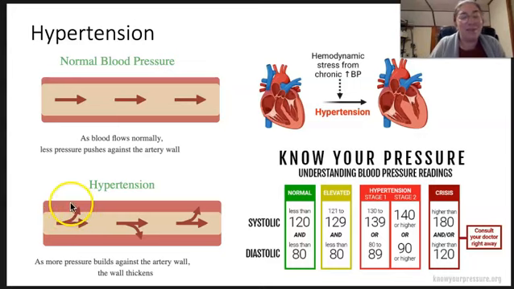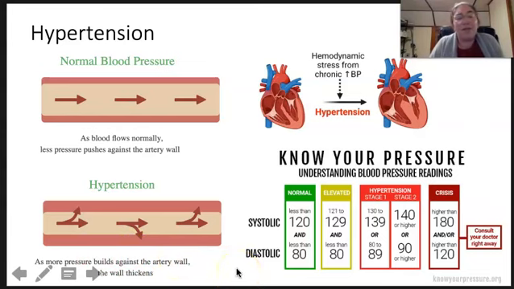Same thing with the blood. When your blood pressure is high, it puts a lot of pressure on the walls of your arteries. And then the arteries, in response, so that they don't rupture under that high pressure, get thicker. They get thicker and they kind of stiffen, which is actually not good for them in the long run.